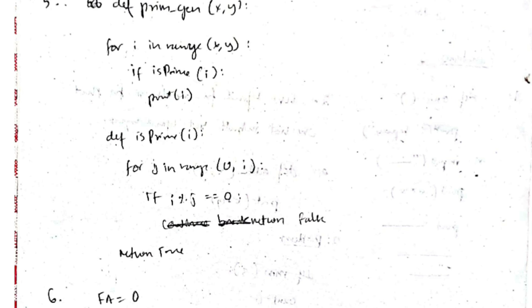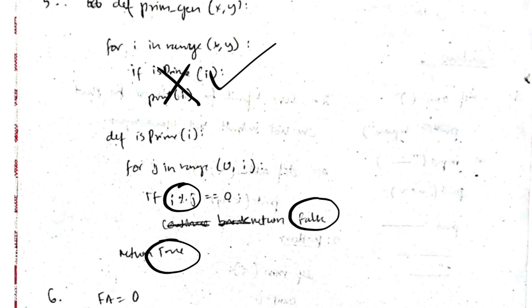If it's not a prime number, meaning if I get any number which is divisible, at that time I'll return false. If I return false, this will not be executed. This will only be executed when it's returning true, and whenever I get the values as true, that means it's a prime number, and that will be printed here.